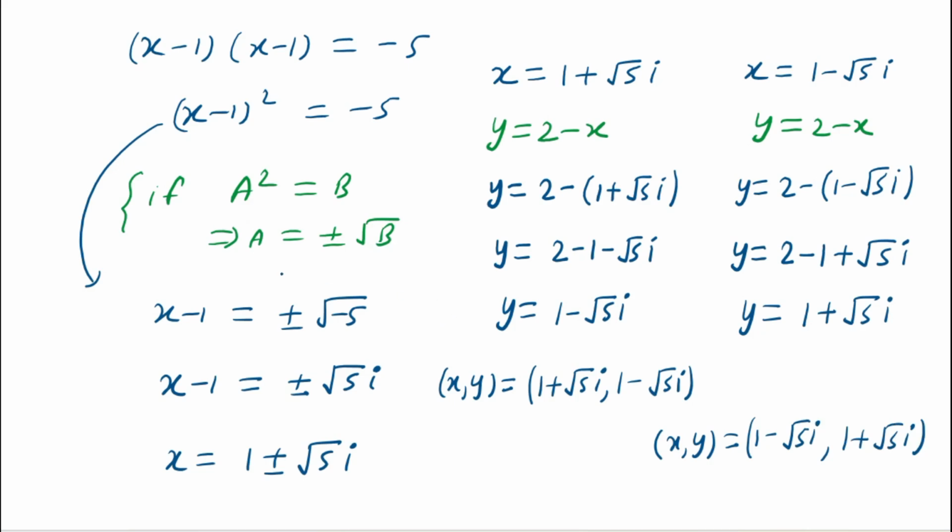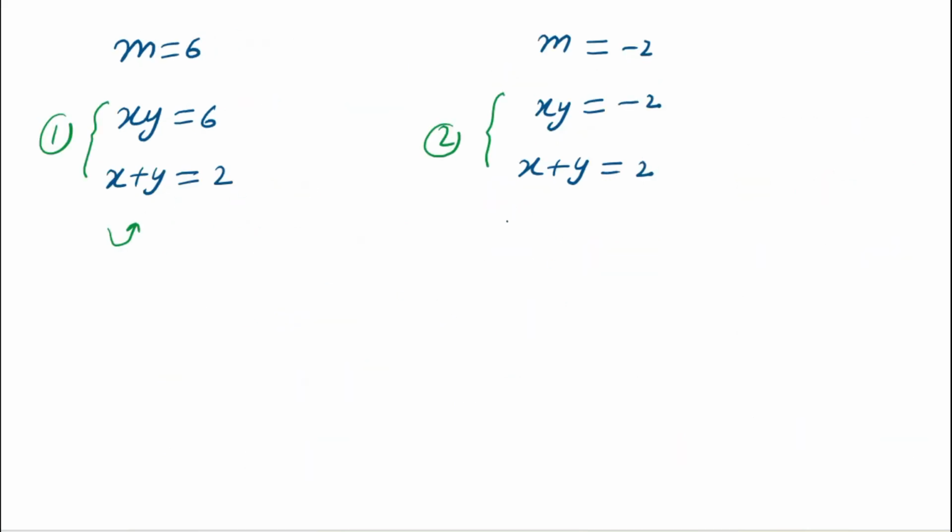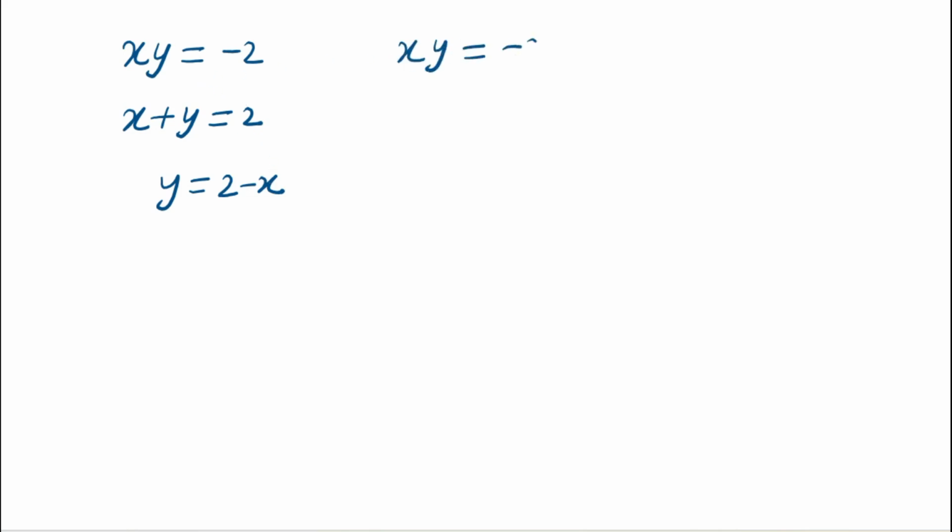Case second, and case second is x times y is equal to minus 2 and x plus y is equal to 2. Here the value of y is equal to 2 minus x, and x times y is equal to minus 2. Look carefully, y is 2 minus x. So here x, and this y is replaced by 2 minus x, and this is equal to minus 2.